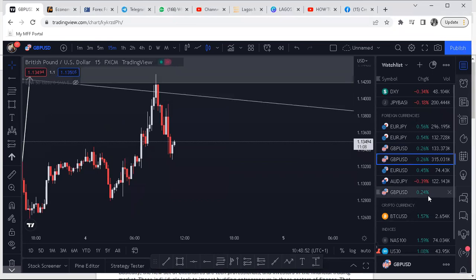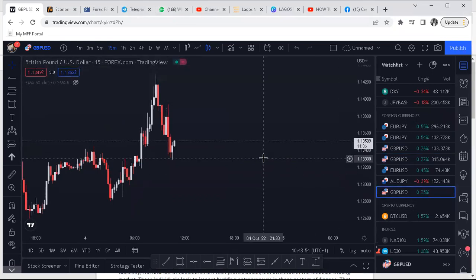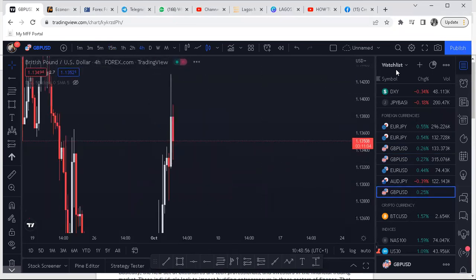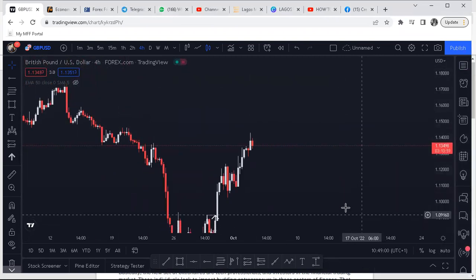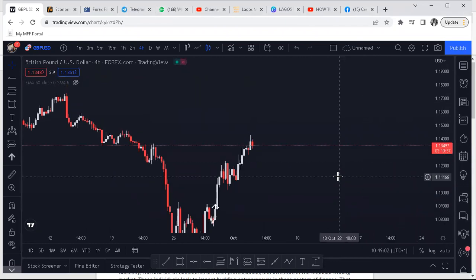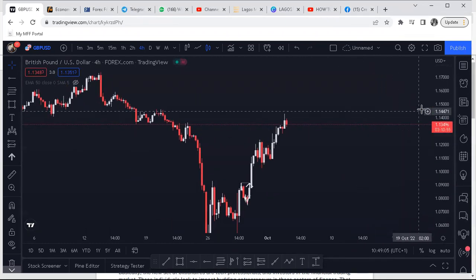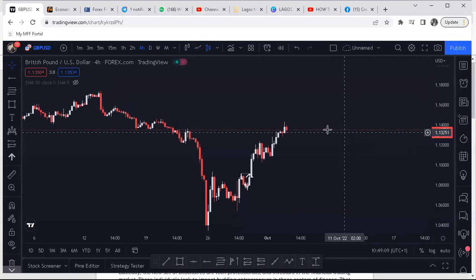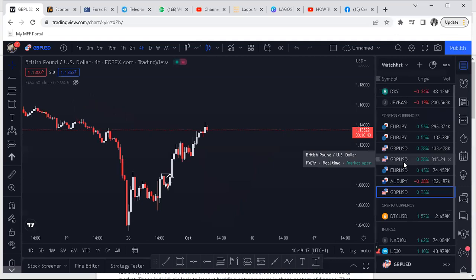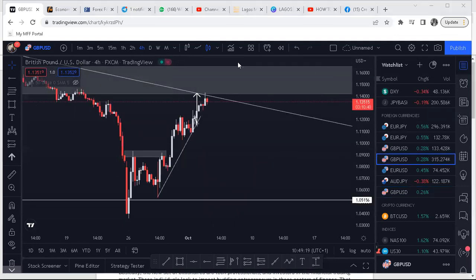Let's look at something else. An example, start on the 4-hour candle. Let's see our GBP USD. We're expecting it to sell somewhere now. Where's that trend line? We have our chart. Okay, it has touched our trend line. Look at it, it touched our trend line.